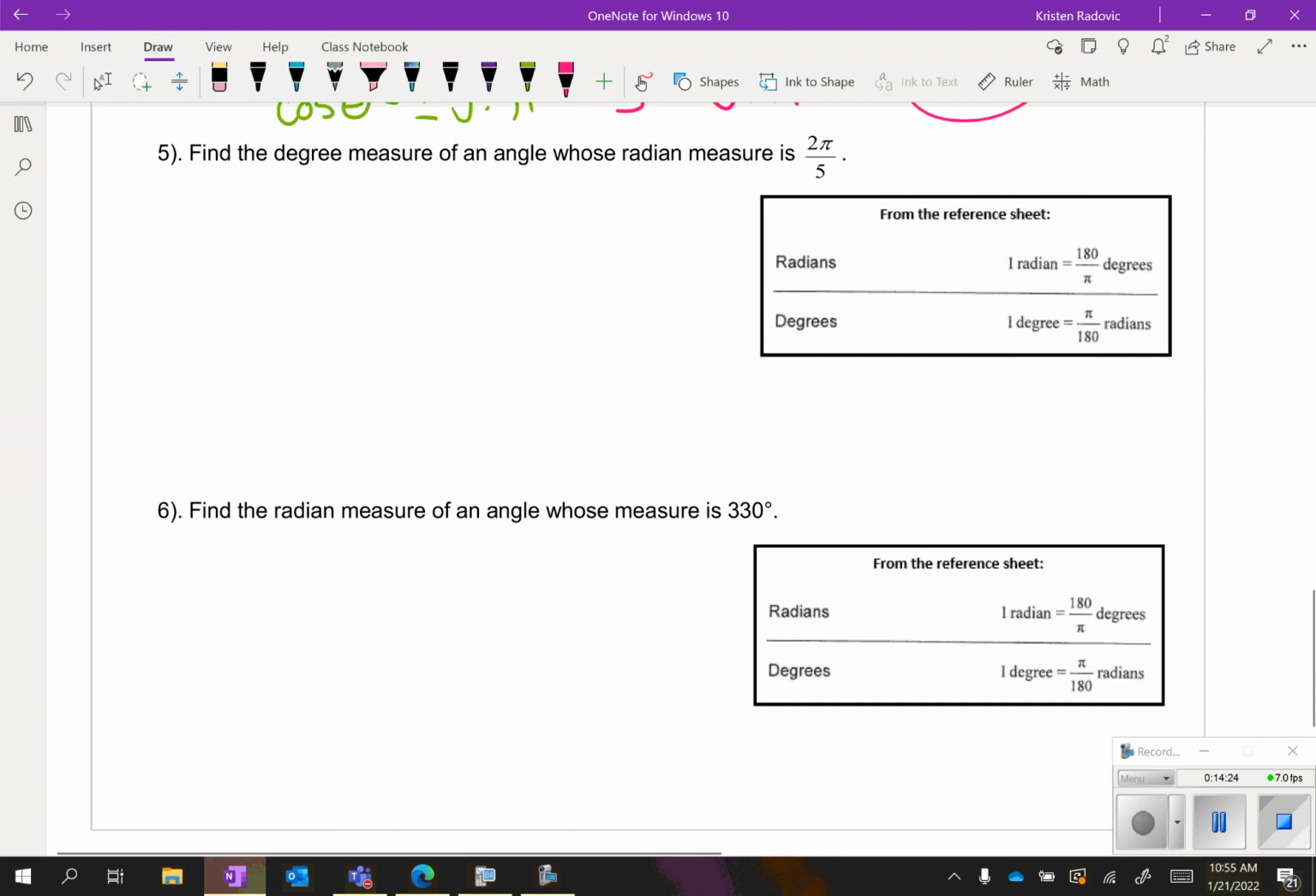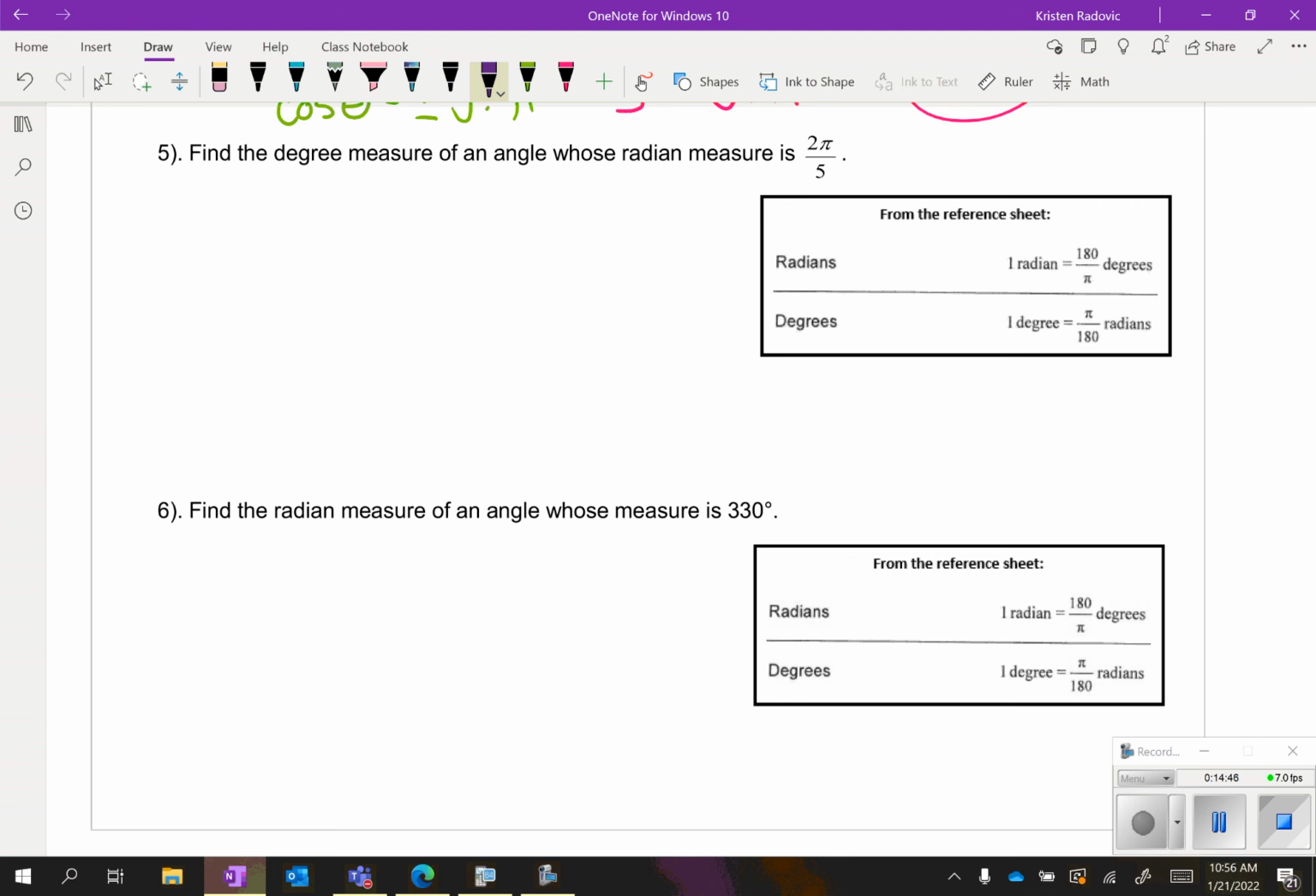We have 2 more to go. They want you to find the degree measure of an angle whose radian measure is 2 pi over 5. Anytime you want to convert between radians and degrees, you are going to go to your reference sheet. And we even have it on the side for you. This is exactly what you're going to see. You need to know which one to use.